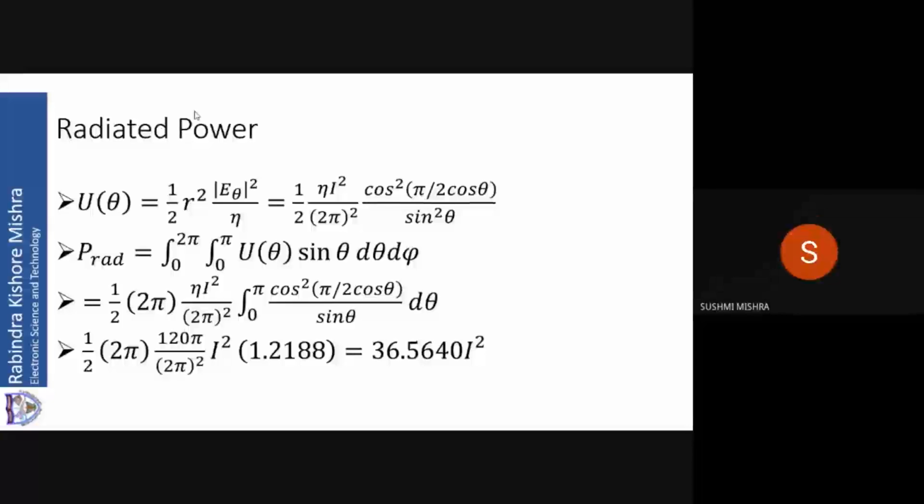Now this integration we cannot do analytically, or there is no closed form expression, exact expression for this type of integrand. So if we are going to integrate this, we require to use a computer code or a numerical method. So if I use a numerical method, leave out the first term. First term is half 2 pi. For eta I will put 120, then 2 pi whole square, then I square. Integration will give me 1.2188.